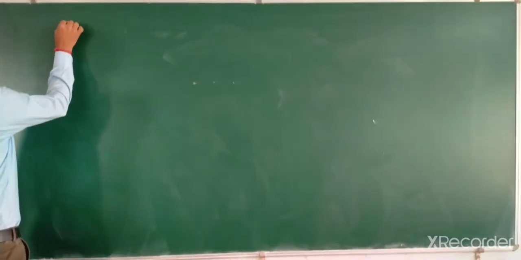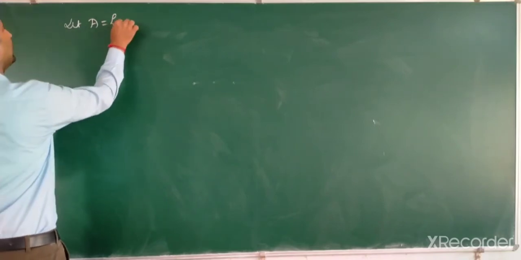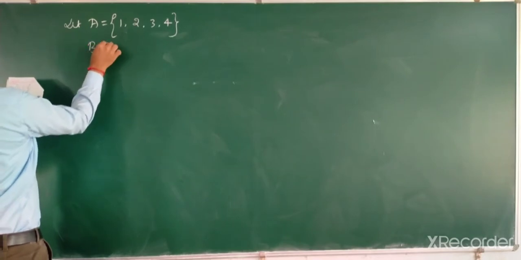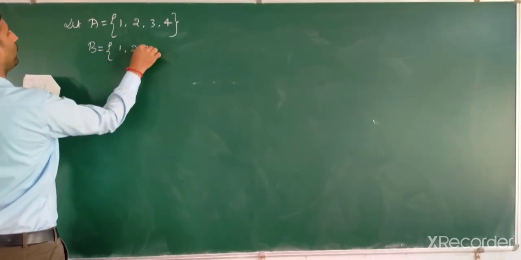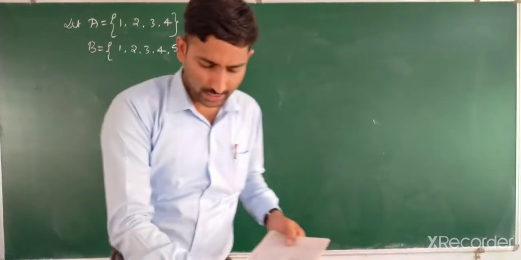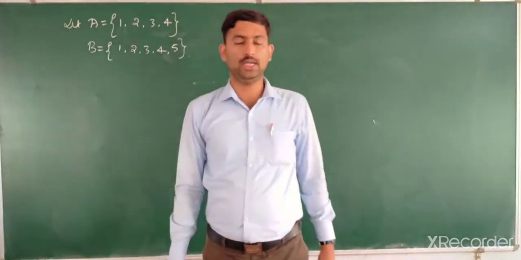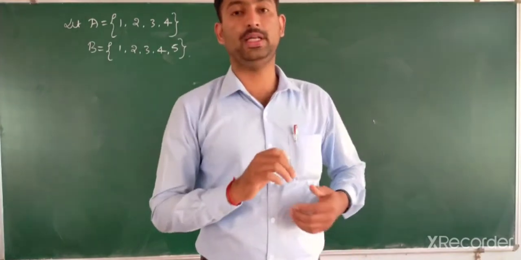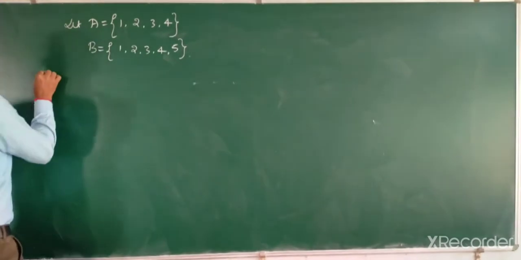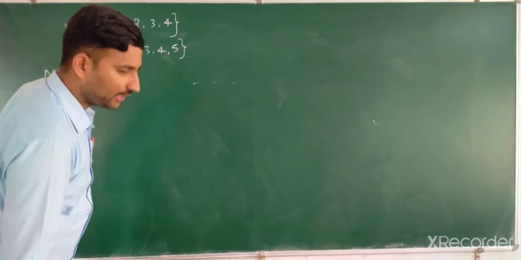I will take another definition. Let capital A be the set 1, 2, 3, 4, and another set B be 1, 2, 3, 4, 5. Dear students, what is the job? The job is to find the Cartesian product first. Why? Because a relation is nothing but a subset of the Cartesian product, that is A cross B. Now, what is A cross B?